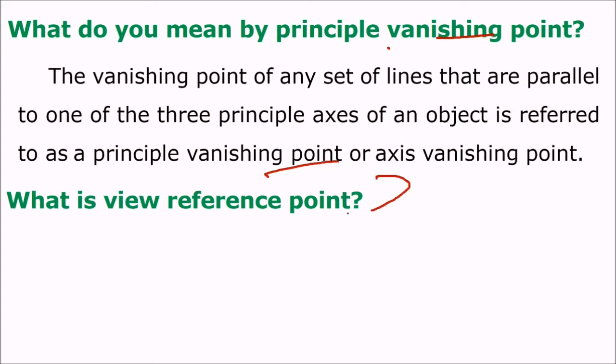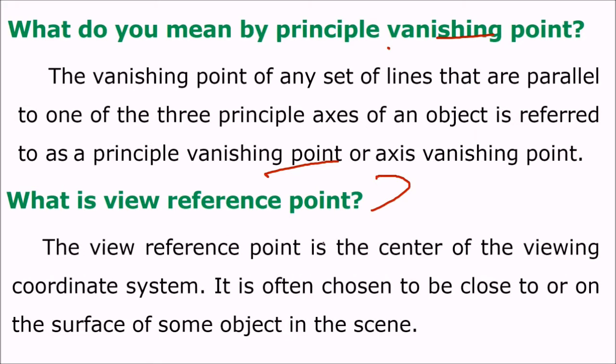So what is the view reference point then? The view reference point is the center of the viewing coordinate system. It is often chosen to be close to or on the surface of some object in the scene.